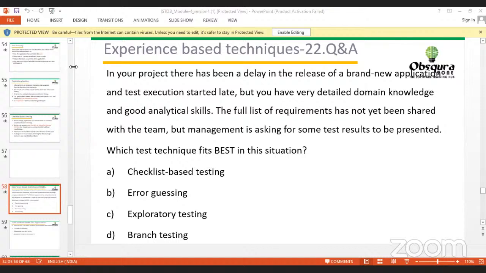Yes, it is. Yes, option C. But there are some mixed opinions. Okay, okay. So checklist-based testing.